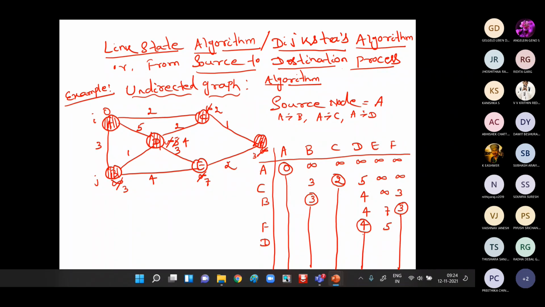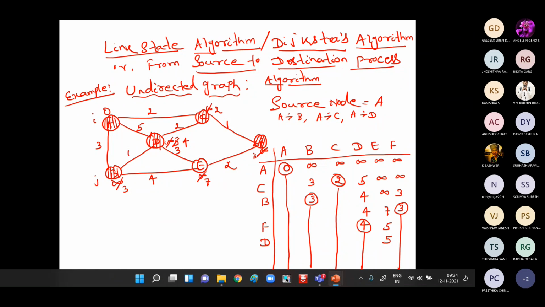For D to E, which one is minimum, which one is maximum? 4 plus 3 is 7, guys. But 7 is greater than the existing value. So what we have to do? We need not update the higher value. We have to carry on with the previous value only.